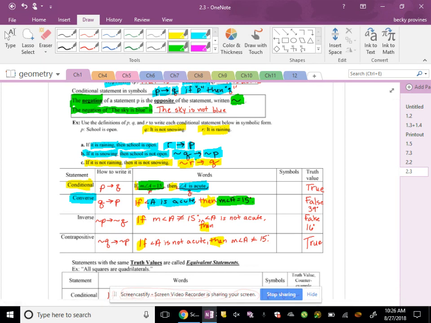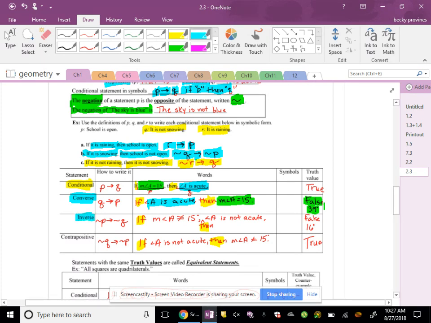Now the converse says if angle A is acute, then angle A is 15. So what it's saying is every time you have an acute angle, it equals 15 degrees. And guys, that's false. Acute angles can equal anything between 1 and 89 degrees. So I said false. You have to provide a counter example. Give me one example. And I just randomly said 39 degrees. You could say anything between 1 and 89, but you couldn't say 15 since 15 was given. Okay, now moving on.